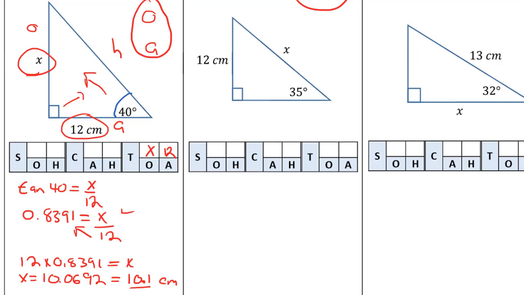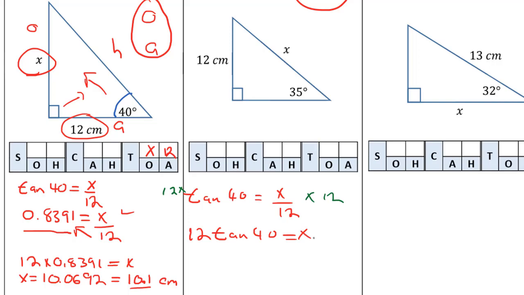There's another way that we could have done that without actually calculating tangent of 40 first and writing down 4 decimal places. We could have done it all in one step on our calculators. We have tangent of 40 degrees equals x over 12. And now we're going to multiply both sides by 12. Basically, we're cross multiplying here, and we end up getting 12 times tangent of 40 degrees is going to equal x.